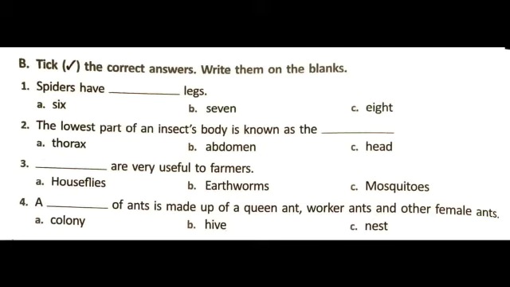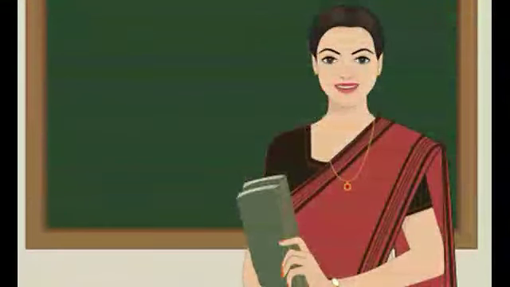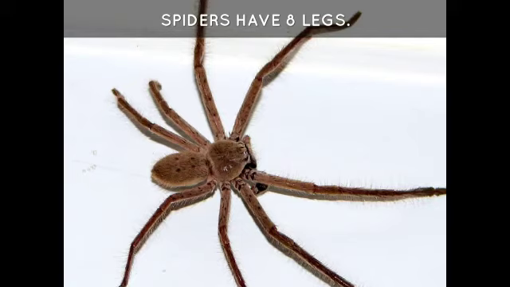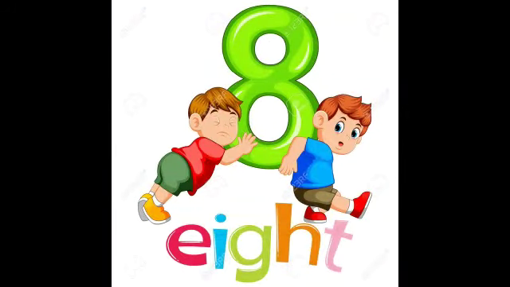The first one is spiders have dash legs. The options are 6, 7 or 8. Slaters, first tell me, how many legs do spiders have? Very good, 8. Also, spiders are not insects, isn't it? Correct. Now write the answer 8 in the given blank.